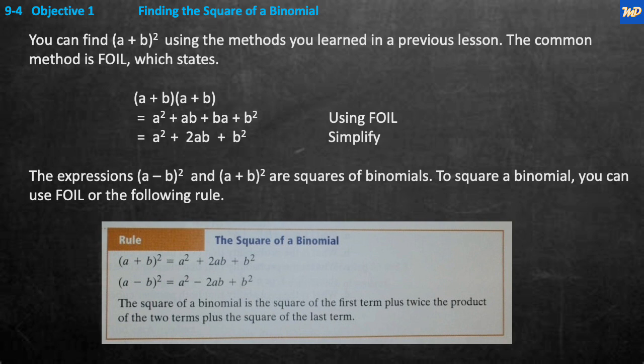So all you have to remember is that when your binomial has a plus in here, you've got a plus on the 2ab. And if there's a minus in here, it's a minus 2ab. So the square of a binomial is the square of the first term plus twice the product of the two terms, a and b, so it's 2ab, plus the square of the last term.